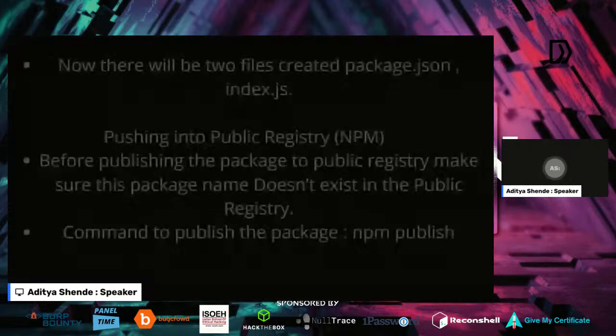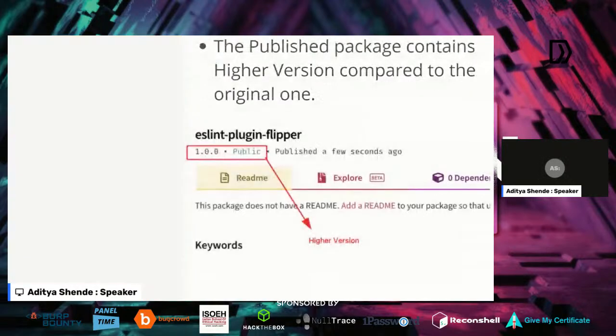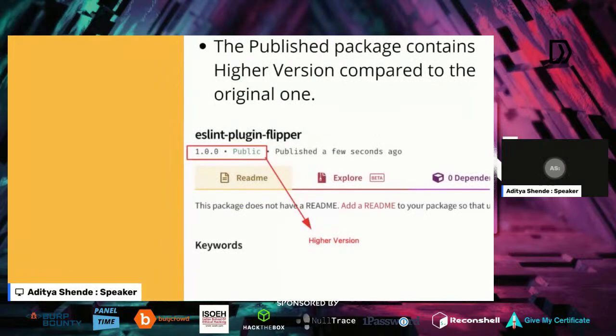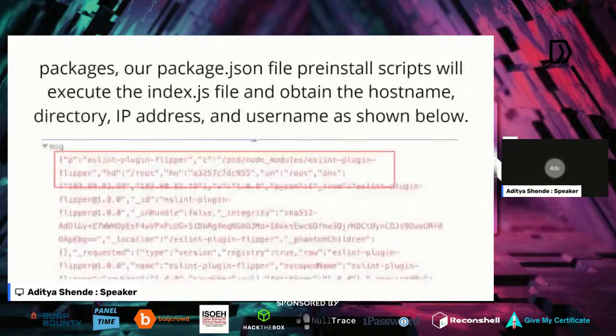So for example, you have something like this. We have this information, and as you can see, the p parameter includes the plugin name, which is ESLint plugin flipper, and there is other information about root, DNS, IP address, and usernames. So when we create that, we have some information. On this basis, if you see this, it includes some information about the version, which is the latest one, and the username as shown below.